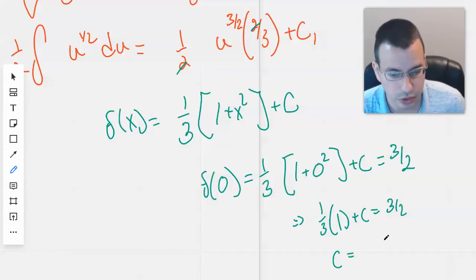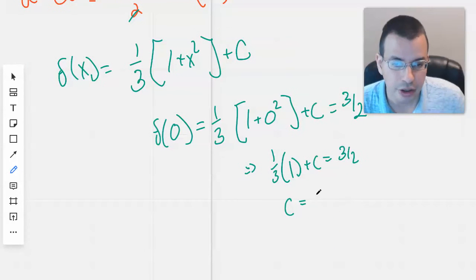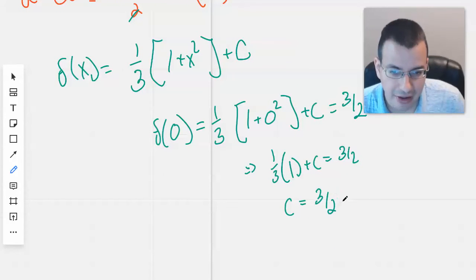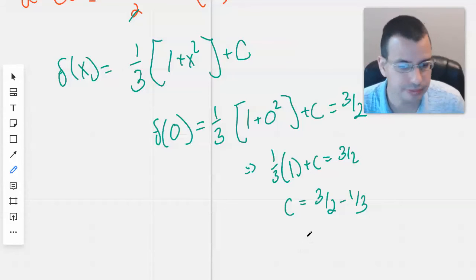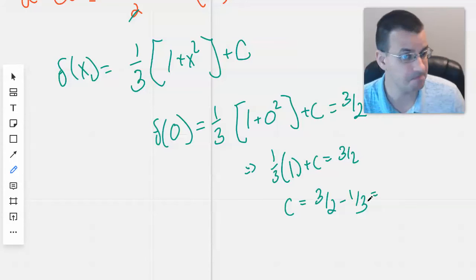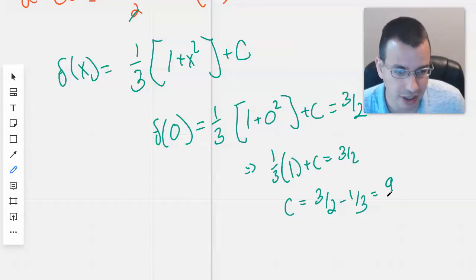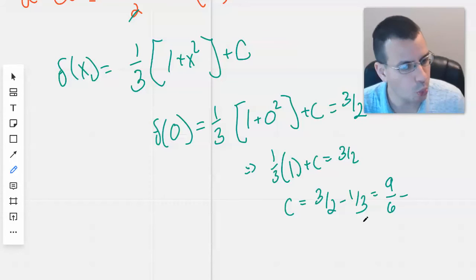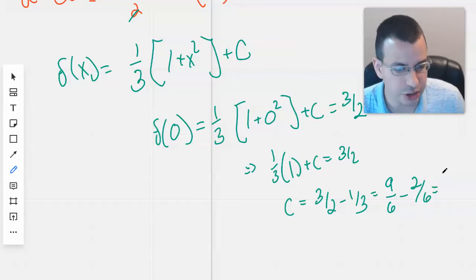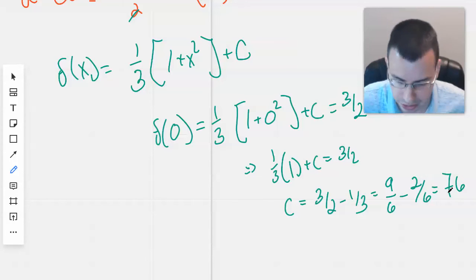c equals 3 halves minus 1/3. So you probably want a common denominator of 6. So multiply this by 3 over 3, so we have 9/6 minus 2/6, which equals 7/6.